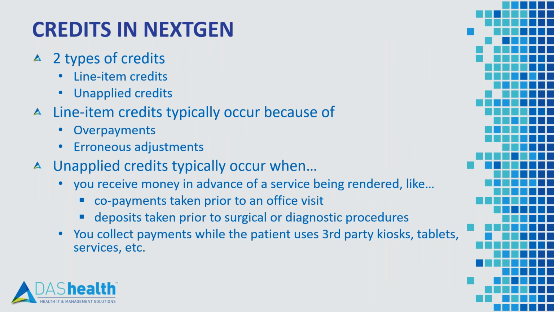As you most likely know, there are two types of credits in NextGen: unapplied credits and line item credits. Line item credits typically occur because of overpayments and erroneous adjustments. And unapplied credits typically occur when you receive money in advance of a service, like taking co-payments, or if you take deposits prior to surgeries or diagnostic procedures. Even money that's received through third-party applications, such as kiosks and third-party apps on tablets, can come into NextGen categorized as unapplied money.